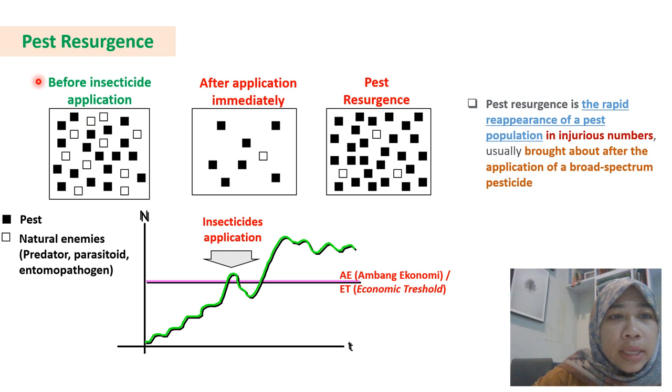This is how pest resurgence happens. Before insecticide application, there is a balance in the colony of pests and natural enemies. And what will happen after the use of synthetic insecticide? The black one is decreased but still survives. But the natural enemies die. The white one, the leftover is one. Here, there is an outbreak of this pest. The population is over because they lost their natural enemies. So this is how pest resurgence can happen.